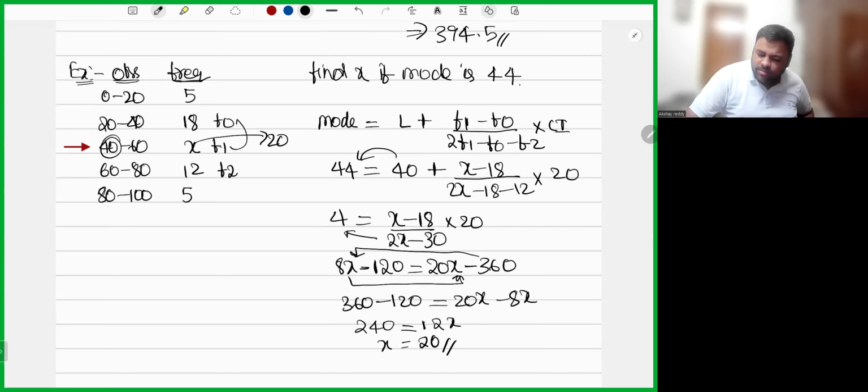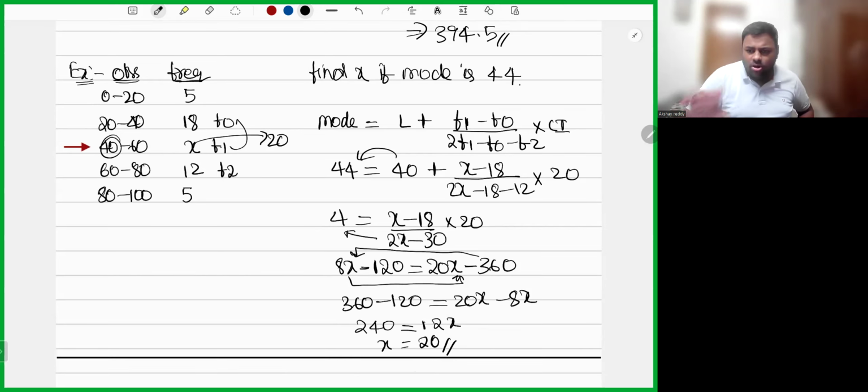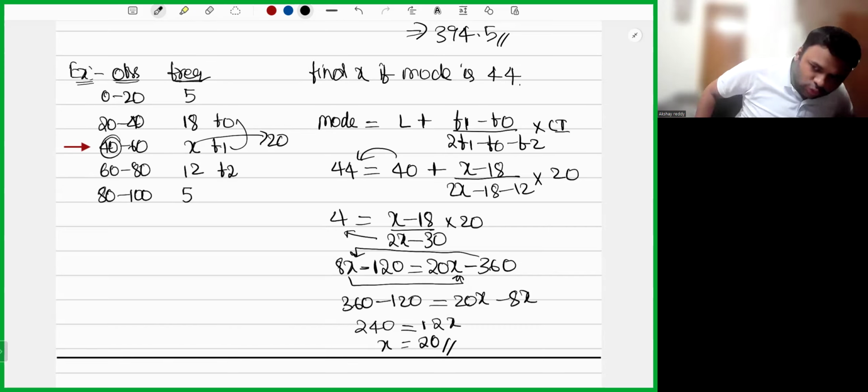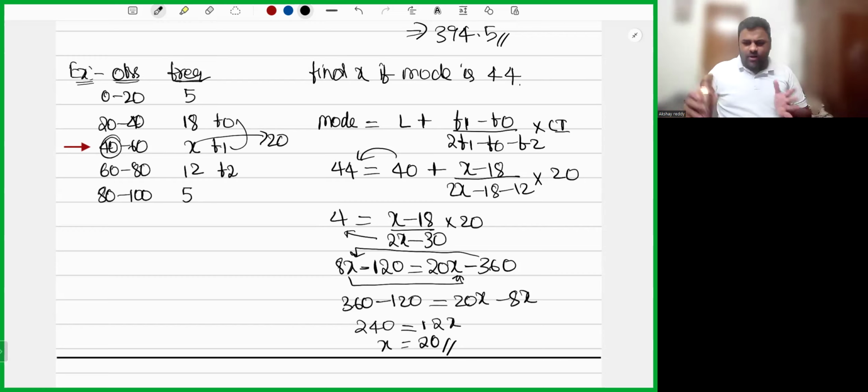These are the maximum type of sums you can find on mode. So I hope, my dear friends, all the concepts are clear, the concepts related to mean and mode. It's not very difficult, mean and mode. Now what we'll do, we'll start partition values. We'll do only individual data. I'll not eat too much of your brain. I'll eat only to the extent of individual data.